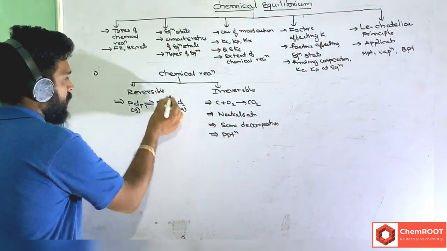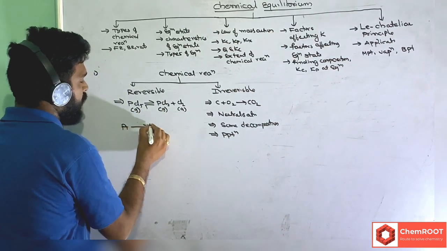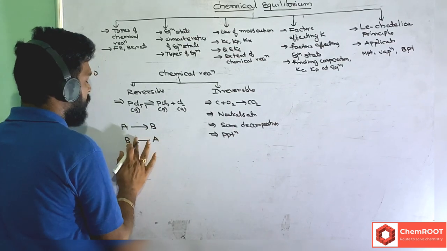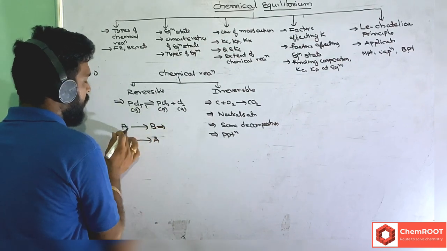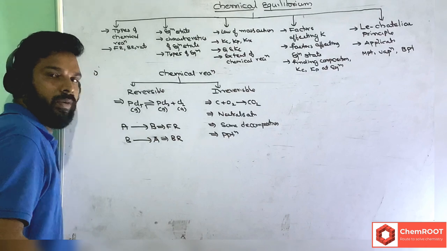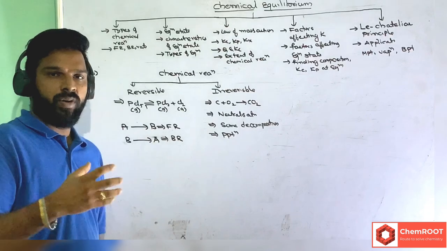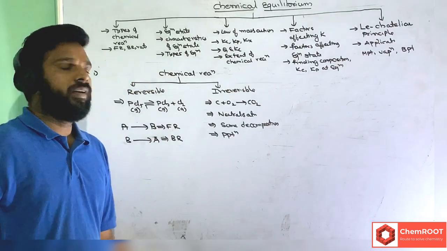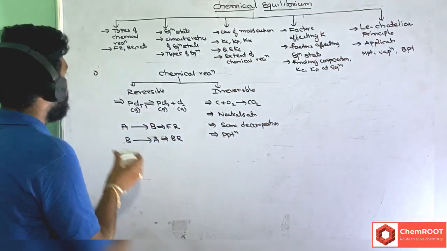In this reversible reaction, you can observe that the reaction is moving from reactant to product and product to reactant. Reactant to product we call the forward reaction, and the other is called the backward reaction. During the reaction, the change in concentration with respect to time we call the rate of the reaction. So these are the basic terms we use for the equilibrium state.